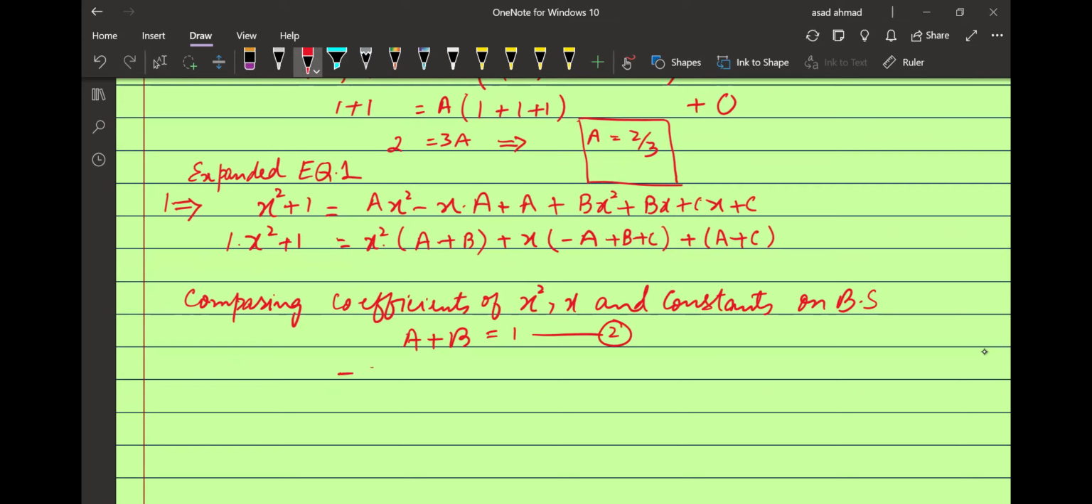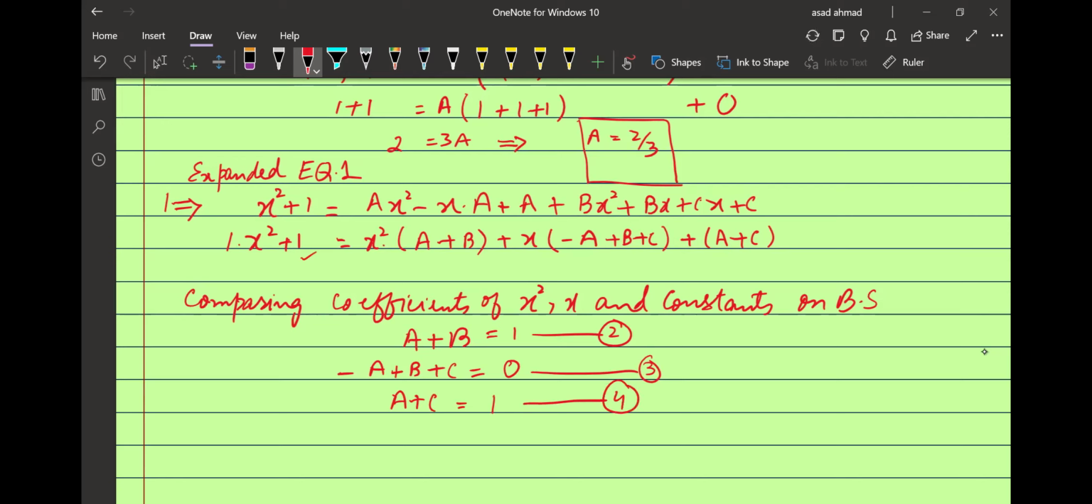Then comparing the coefficient of x, because we don't have any part on the left hand side which contains x, this term will be equated to 0. And finally, a plus c is the constant term on the right hand side, and the left hand side constant term is 1. So we will equate it with this one to generate the fourth equation.